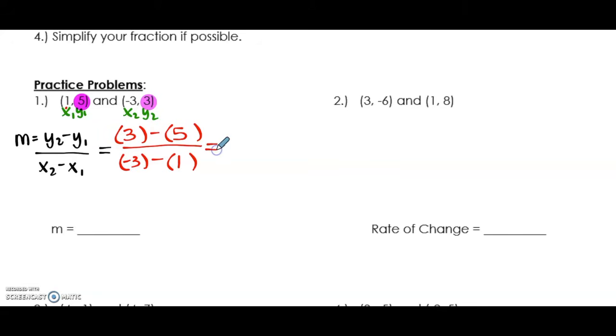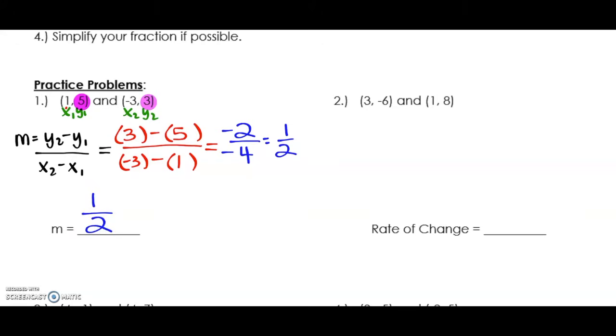All right, so now we're just going to do some integer work. You might need to use a calculator if necessary. 3 minus 5 is going to give us -2. And then -3 minus 1 gives us -4. And then from here, we just need to simplify the fraction. And remember, a negative divided by a negative is positive. And then 2/4 can be simplified to 1/2. So our slope for the first example is 1/2.